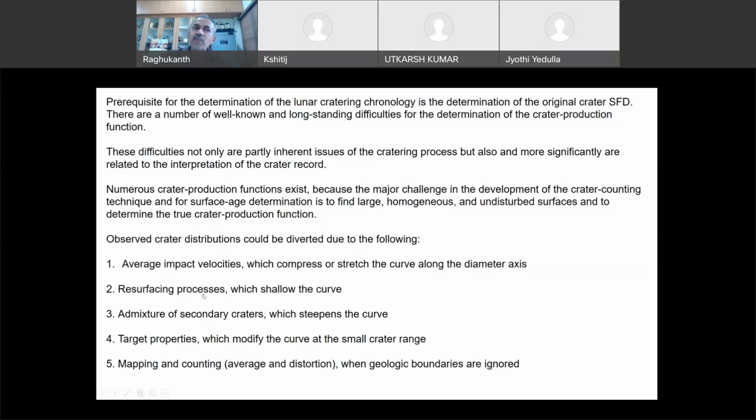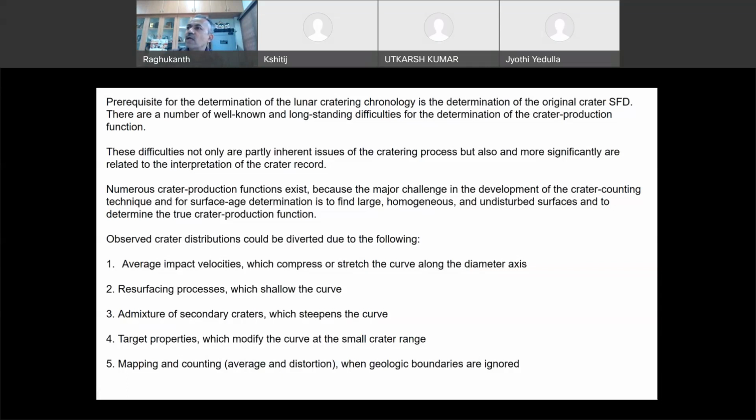And then resurfacing processes, like erosion or something, resurfacing kind of things happen. So the lava flows or something gets spilled, so they shallow the crater itself. So the old craters, small things may get eroded away. So that also is a big problem.